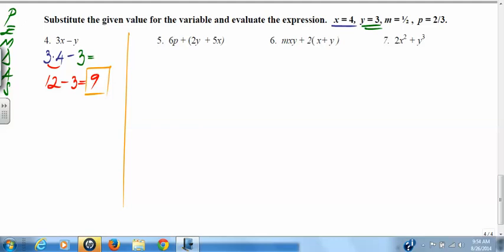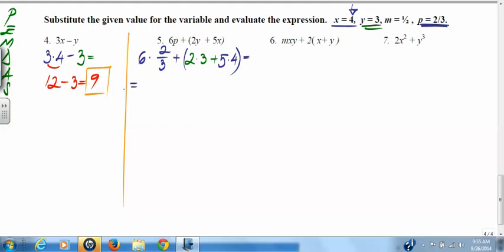Moving on, number 5. Okay, 6p, right? My p is 2/3, so it will be 6 times 2 over 3 plus, open the parentheses, 2 times y. If you want, we can use the same color. 2 times, what is y? 3, plus 5 times x. What is x? X is 4. 5 times 4. Close the parentheses. Okay.